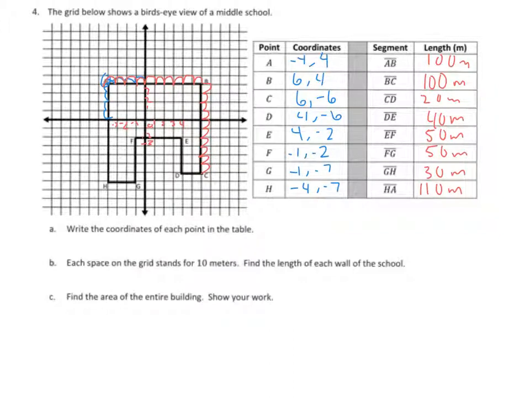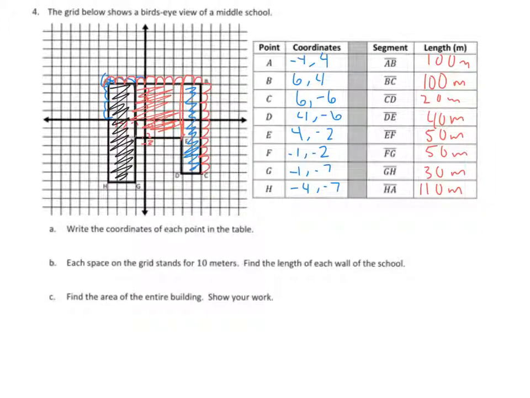So that's part A and part B. Part C wants you to find the area. So what I did was break it up into 3 rectangles. I've got this black rectangle right here. I've got this red rectangle right here in the middle. And I've got this blue rectangle on the end right here. Okay? So first thing I want to do is find the area of the black rectangle.